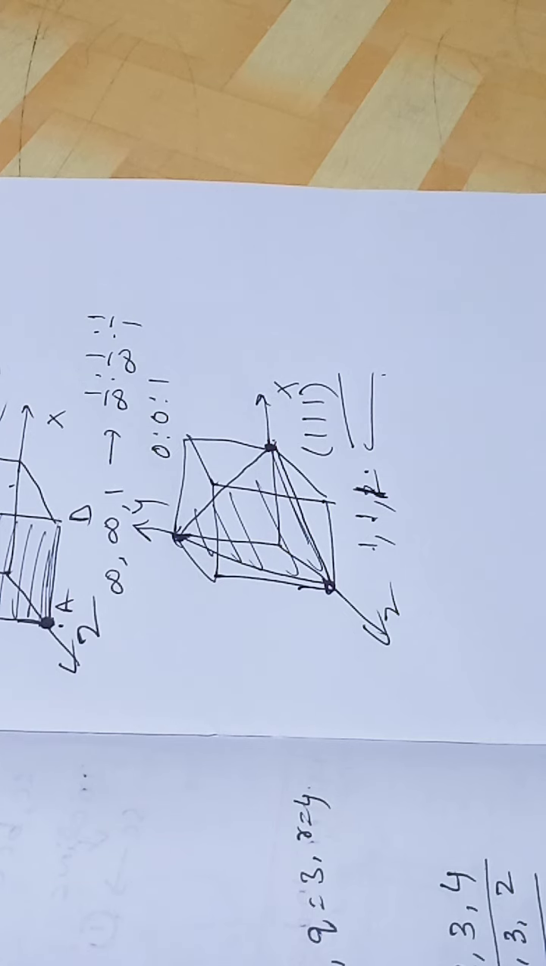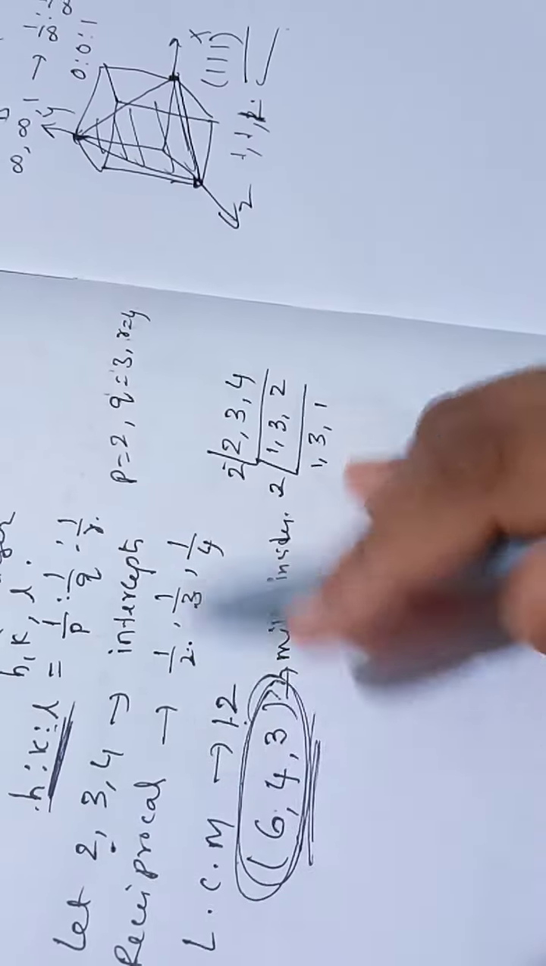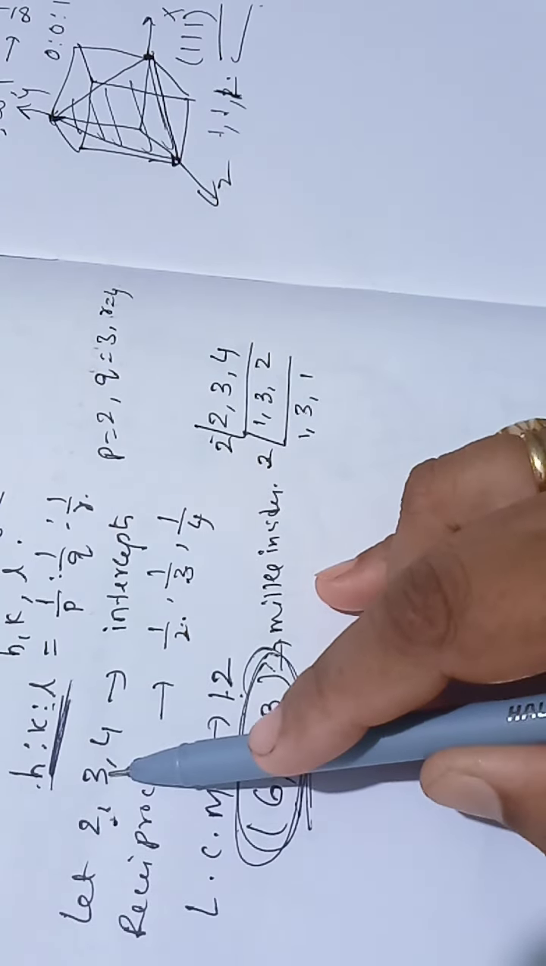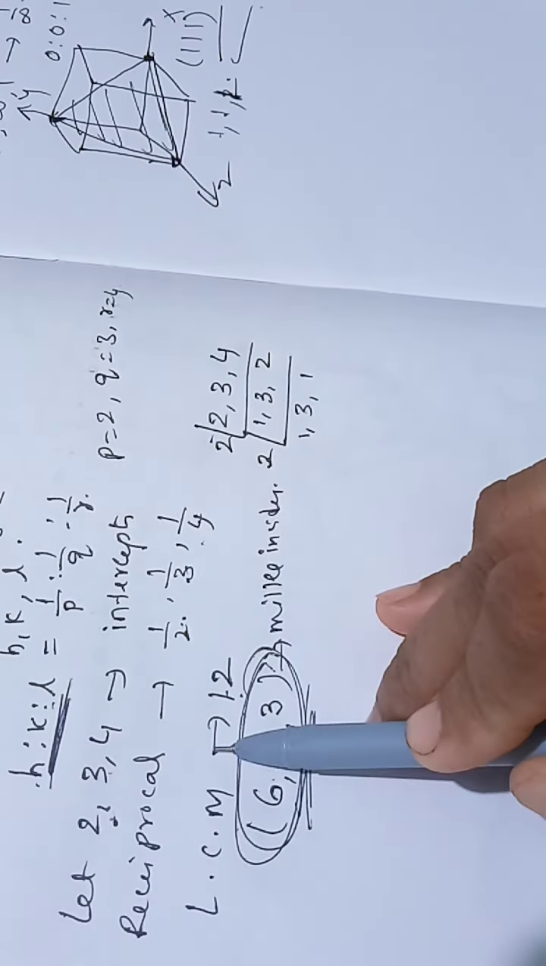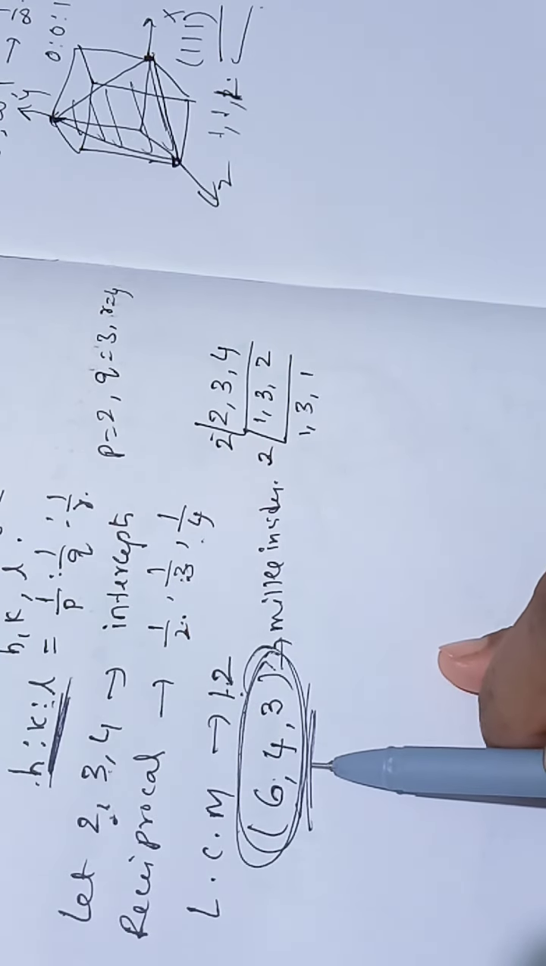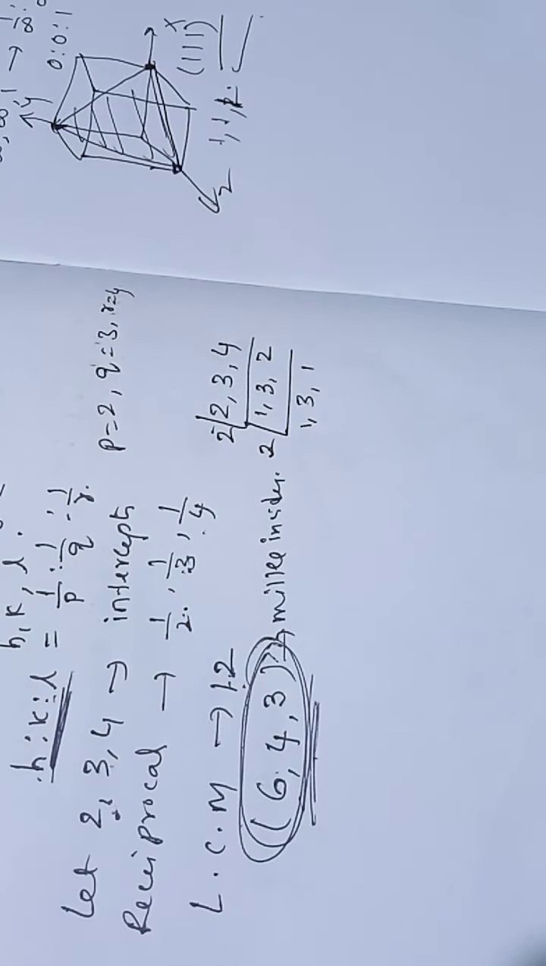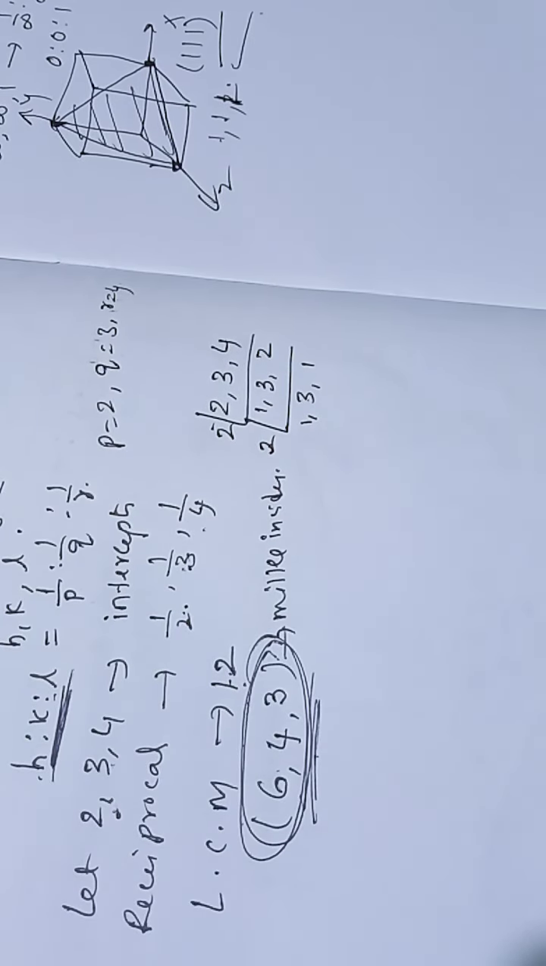In such a way we will find the Miller indices in the case of planes. First we find the intercepts, then the reciprocals, then the LCM, and multiply with that LCM value, and we get the Miller indices. So this is about the Miller indices, the most important topic for the MSc entrance exam.